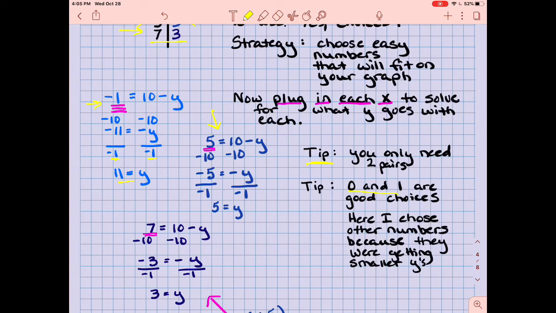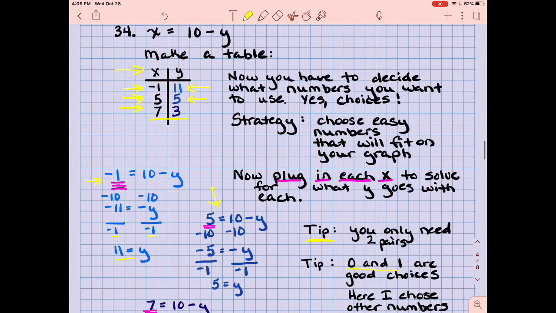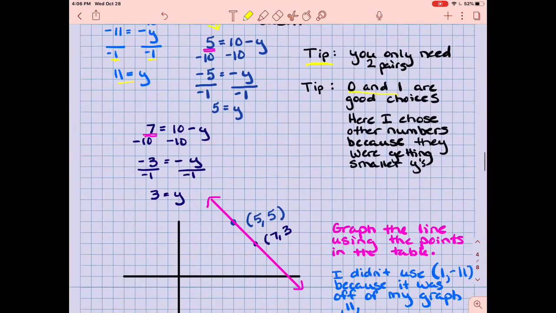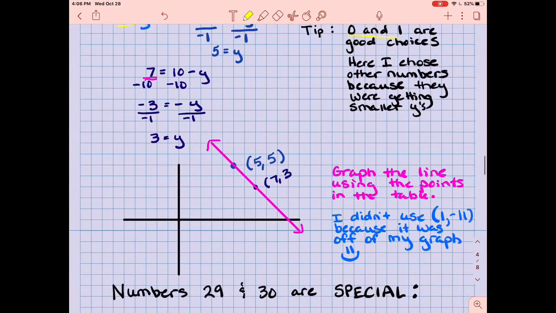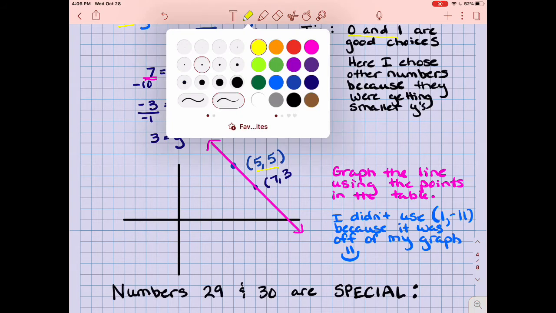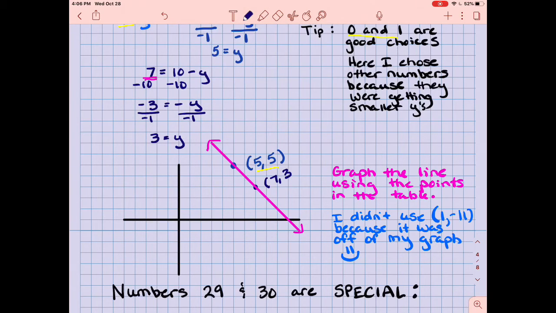Here I chose other numbers because for some reason I was getting really large y's to go with my x's, and they weren't going to fit on my graph. Okay, so that first point doesn't even fit on my graph. It's way up there in my work somewhere. But if I plot the point 5 and 5 and the point 7 and 3, then I can connect those 2 points and get the line that I'm looking for.